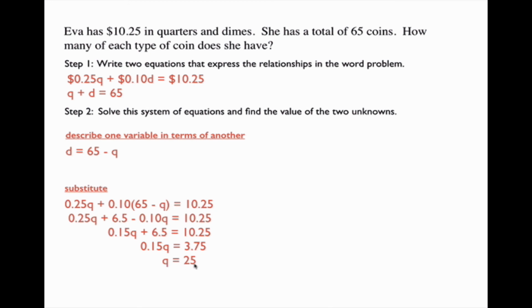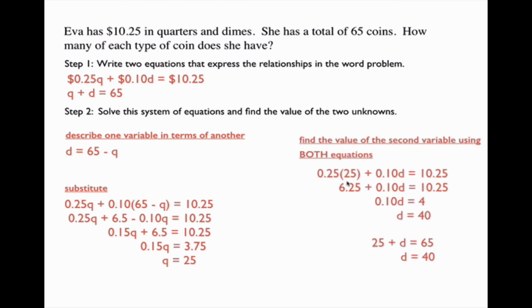Now I'm not done because I need to find the number of quarters and the number of dimes. So I'm going to use the quantity 25 and substitute that back in for Q in both equations. When I do that and solve for D, I find that D equals 40 for the first equation and D equals 40 for the second equation. So I can come to the conclusion that Ava has 25 quarters and 40 dimes.